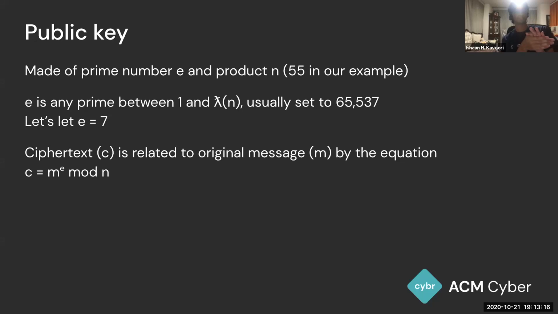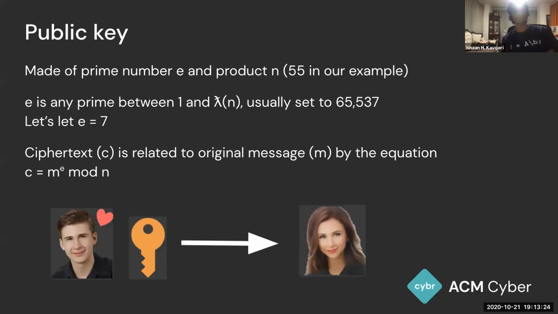So now the ciphertext can be calculated related to the original message by this equation. C equals m to the E mod N. So Aaron is going to generate this public key and give the key to Sharon. And it's okay if anyone else intercepts this key or something, because this key can only be used to encrypt. It cannot decrypt the messages.